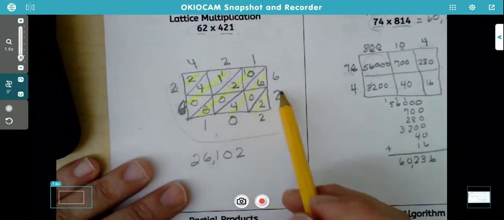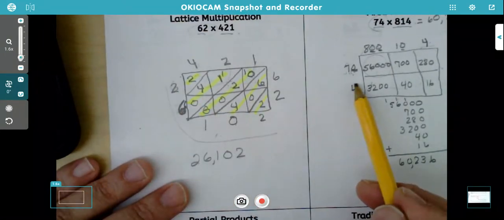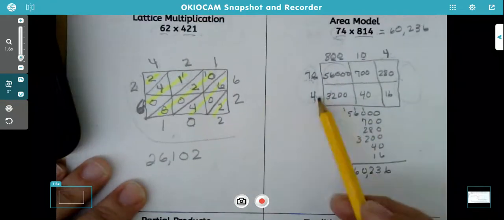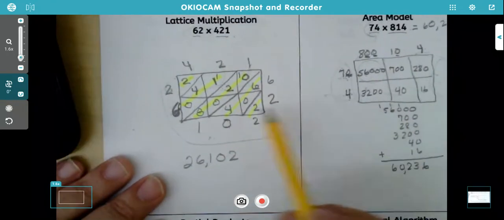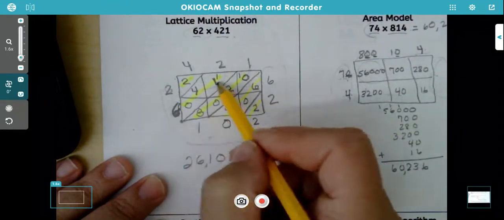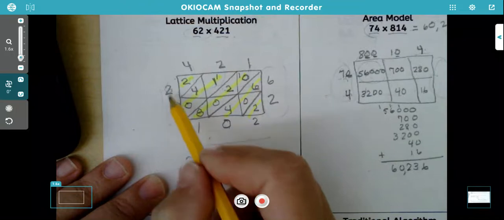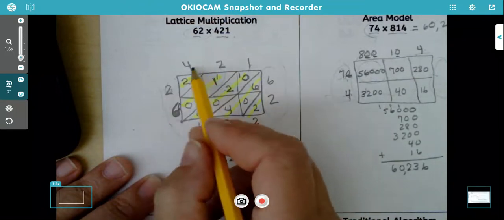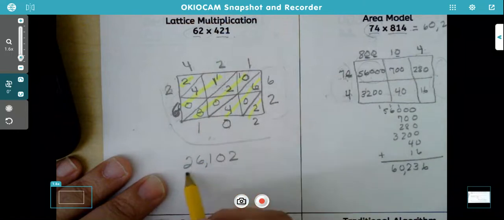And again, when you set it up, it's a little bit different than over here. Like this number, you can put on either side also. It doesn't matter where you set them up. But for the lattice, you want to set it up to the right, so when you add down to the left, your numbers are in order. So the product of 421 times 62 is 26,102.